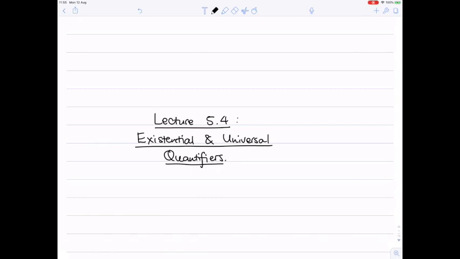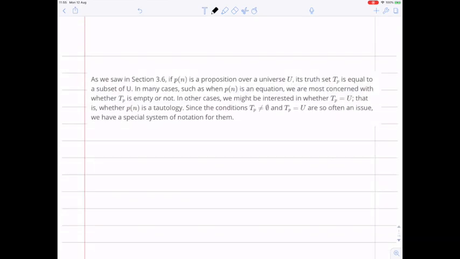In this section, we're going to spend a little bit of time looking at two particular kinds of truth sets that come up very often. As we saw in the last section, if we have a proposition over a universe, then its truth set is the elements of the universe for which the proposition is true.